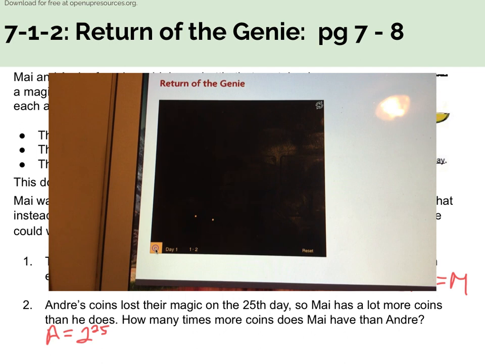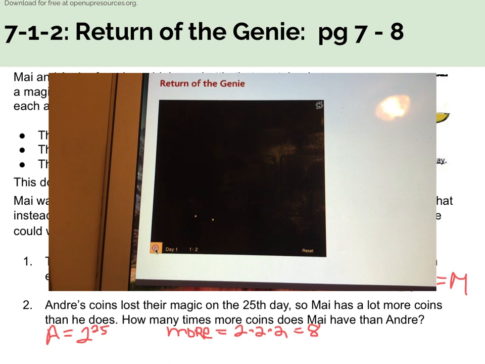So how much more is Maya's than Andre's? Let's think about it. Andre has 25 days. She has 28 days. So let's talk about how much more. Well, she would have 2 times 2 times 2 because she has 3 more than the other. If we multiply all that together, she has 8 times more coins. Okay, so if you didn't understand that, go ahead and pause, rewind it, and go back through it again so you understand what we just did.